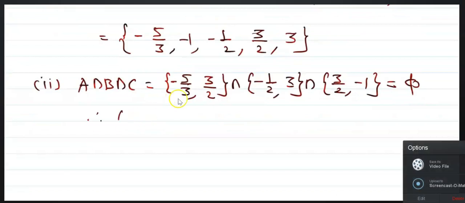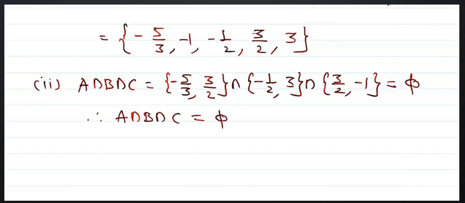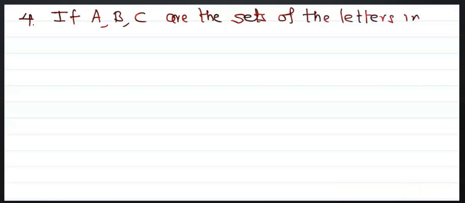Is there any common element? No. Therefore, now the next is the previous example. All these three had no common elements. Therefore, their intersection was empty. Now the next question number 4.